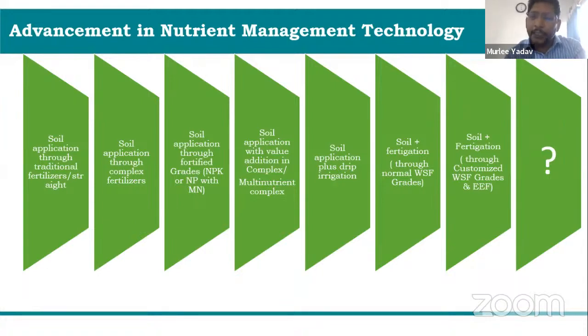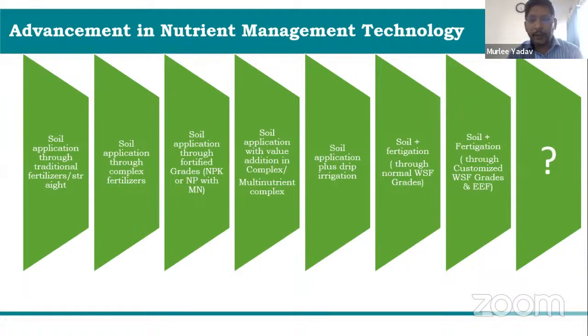Now, a few companies have come up with customized WSF grades as per the crop and as per the stage. I will put more focus on this concept because I have developed crop specific, stage specific water soluble grades. Their efficiency is much higher in comparison to separate application of water soluble fertilizer through fertigation. And the other thing, the productivity is increasing much more, and the produce is enriched with multiple nutrients, where we found that in produce there is no zinc, no boron, no iodine, no ferrous.